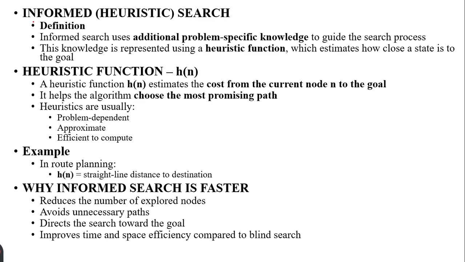Yeah, the heuristic search. Informed search uses additional problem-specific knowledge to guide the search process. This knowledge is represented using a heuristic function, which estimates how close a state is to the goal. The function is denoted h of n. The heuristic function h of n estimates the cost from the current state n to the goal. It helps the algorithm choose the most promising path. Heuristics are usually problem dependent, approximate, and efficient to compute. For example, h of n is the straight line distance to the destination.